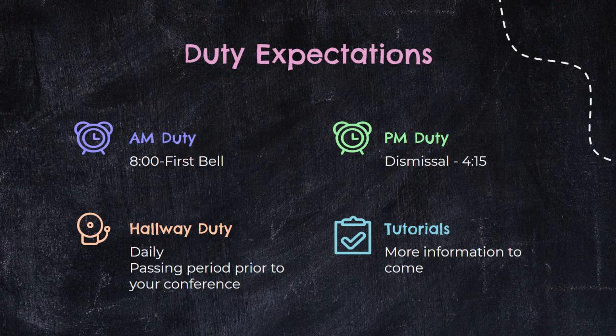Hallway duty, though, is daily, and you're expected to be in the hallway. For example, if your conference period is 5th period, as soon as 4th period's over, you move out into the corridor closest to your classroom, and you monitor the hallways through the passing periods until the final tardy bell rings. At that time, we escort all students who are late to class to their classroom. We don't just watch them go into the classroom. We don't wave them on with the teacher. They actually get an adult escort to their class.